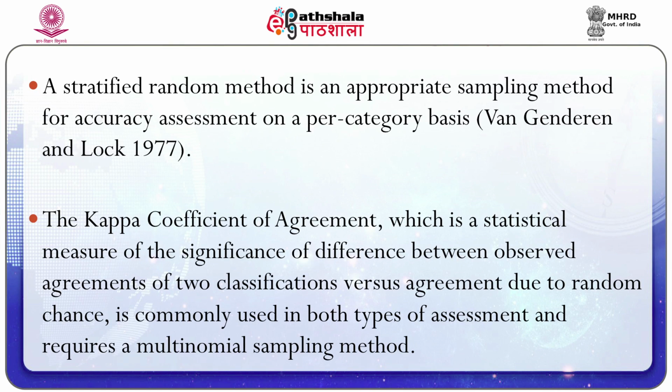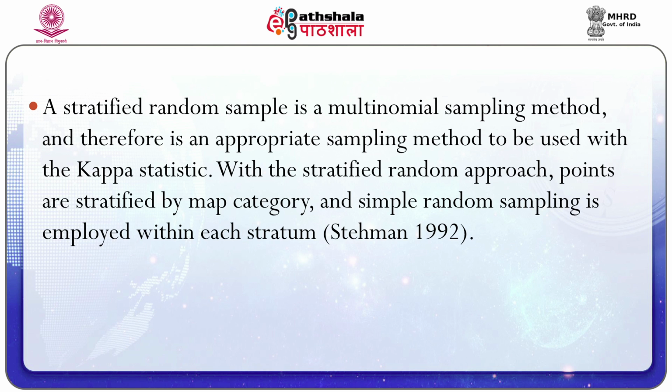The Kappa coefficient is a statistical measure of the significance of the difference between the observed agreement of two classifications versus the agreement due to random chance. It is commonly used in both types of assessment and requires a multinomial sampling method. A stratified random sample is a multinomial sampling method and therefore is an important sampling method to be used with the Kappa statistic. With the stratified random approach, points are stratified by map category and simple random sampling is employed within each stratum.